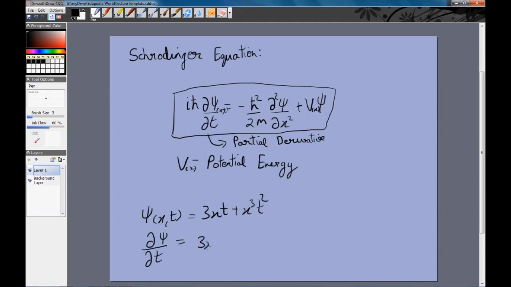So 3x plus this will be 2x cubed t, and similarly del psi by del x will be, we differentiate this with respect to x assuming that t is a constant. So this will be 3t plus 3x squared t squared. And the double derivative with respect to x, del squared psi by del x squared, which is what we need in this equation, will be simply 6xt squared.